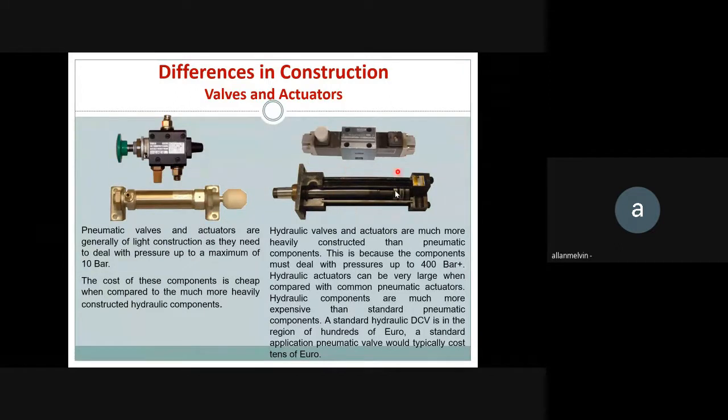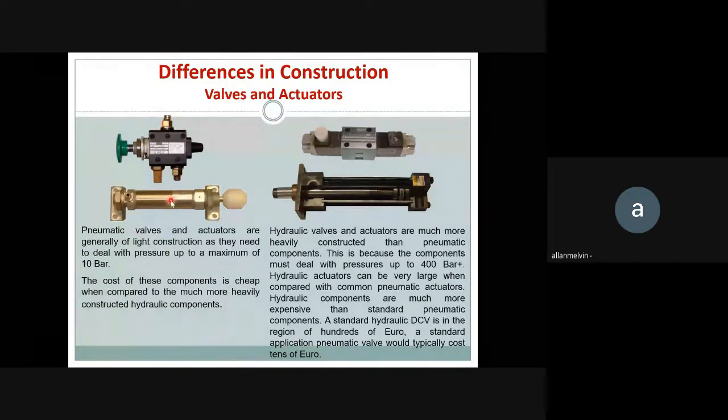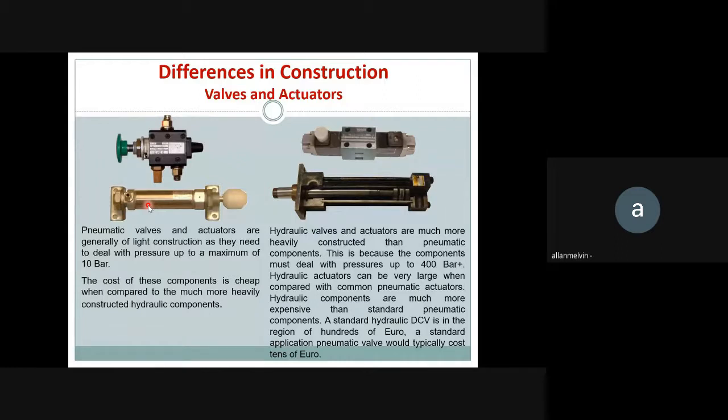Both are in the lab, but we only get to use one. Pneumatic valves and actuators are generally a light construction as they need to deal with pressure up to a maximum of 10 bar. Normally it is just normal stainless steel, so very light. You just lift it and you can install it. The construction here is also not so complicated.